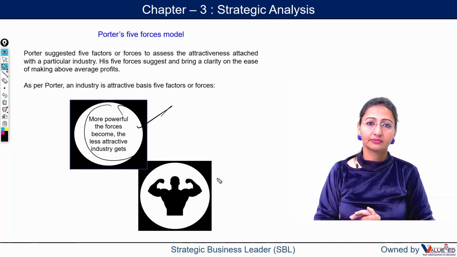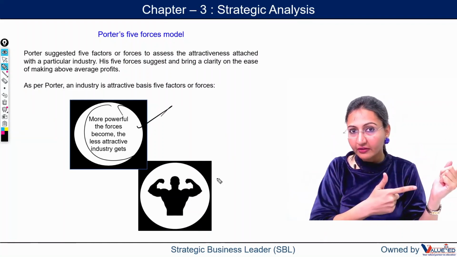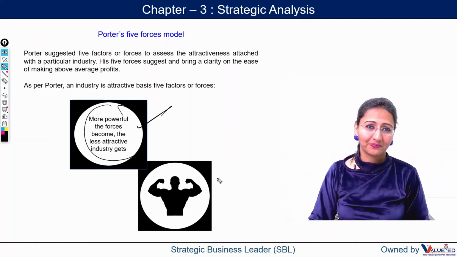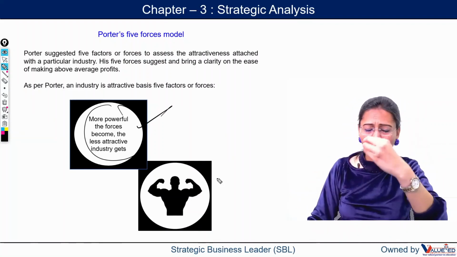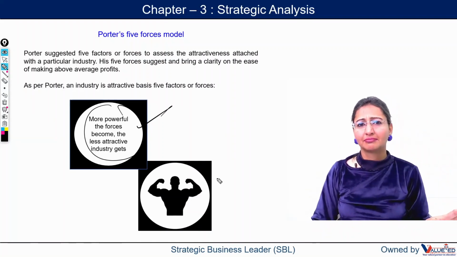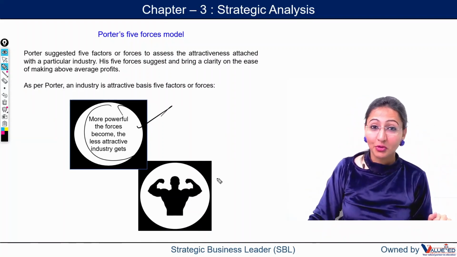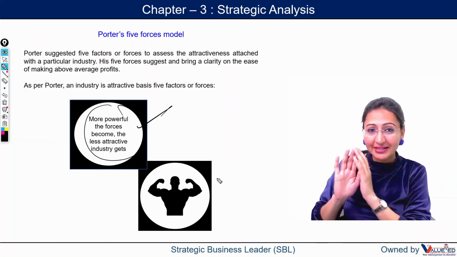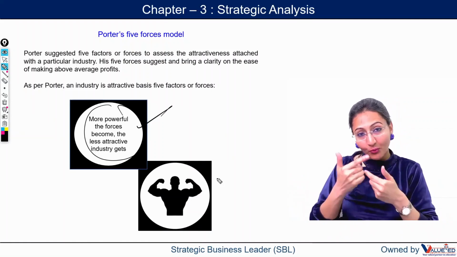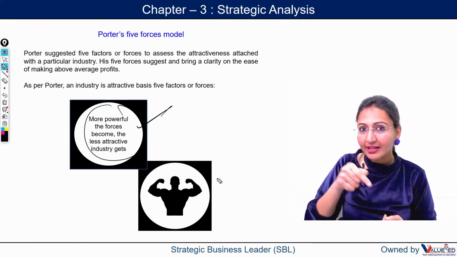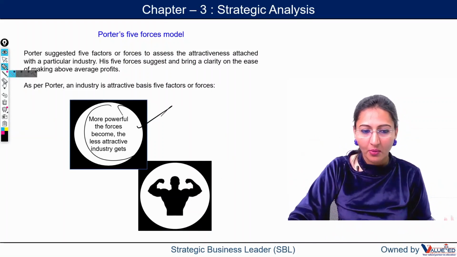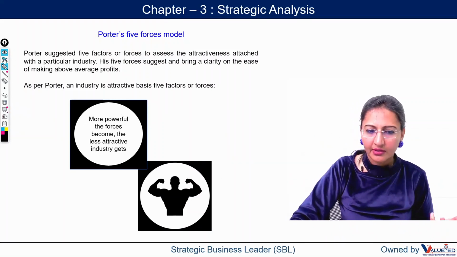So the more power they have, the less attractive that particular market is for you. If all five forces become more powerful, everything is going to be against you. So you better stay away from that industry, that market, because the more powerful these five forces become, the less attractive that industry gets. You have to remember this common saying; it makes your answer attractive.